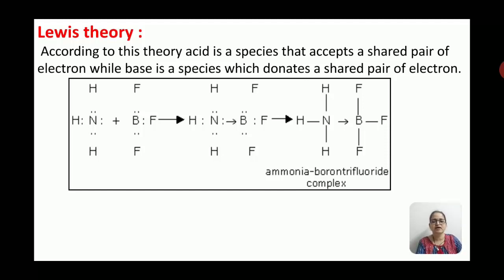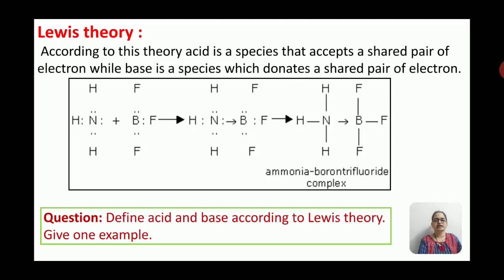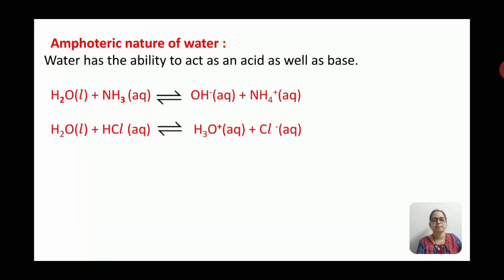So, here we have studied 3 theories under acids and bases. The first one is Arrhenius theory, the second one is Bronsted-Lowry theory, and now the third one is Lewis theory. On this, you may get a simple question like define acid and base according to Lewis theory. Give one example. After this, we are going to learn the amphoteric nature of water. See, water has the capacity to act both as an acid as well as a base. I have given you 2 examples.